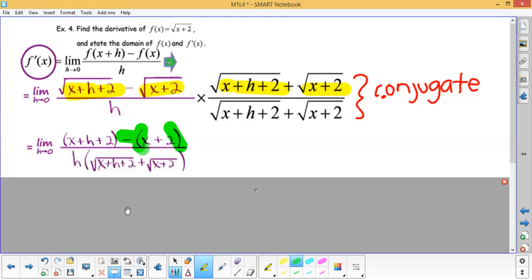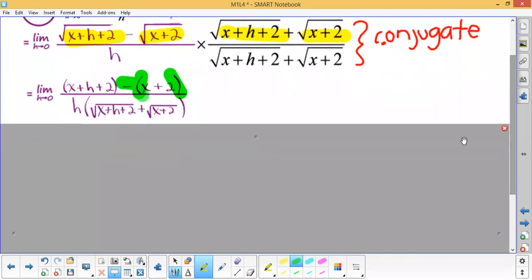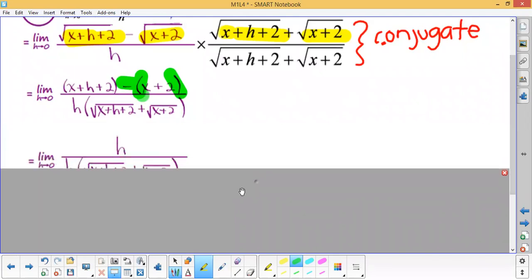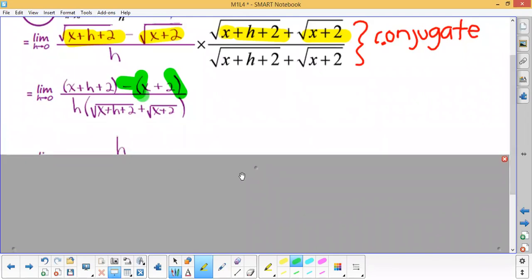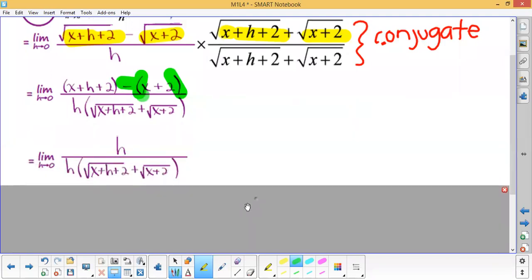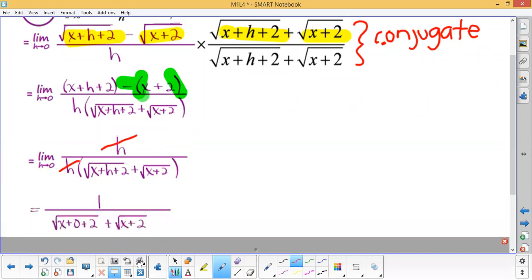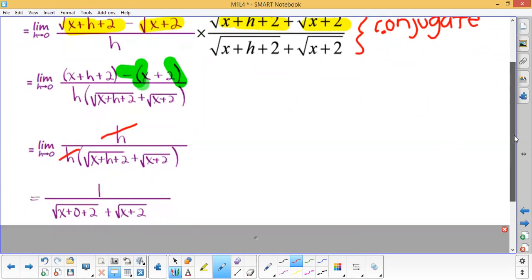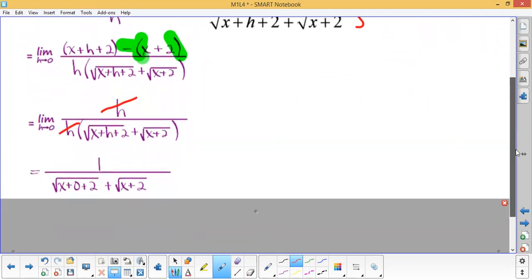Now, we do have the radicals in the denominator right now, but that is going to be eliminated when we apply our limit. We haven't applied our limit yet. What we do have to do is simplify the numerator, and when you apply the distributive property, you'll notice that the x's cancel each other out, the 2's cancel each other out. So I'm left with an h in the numerator and the h in the denominator. Now those can simply cancel each other out. So I'm left with 1 over root x plus h plus 2 plus square root of x plus 2.